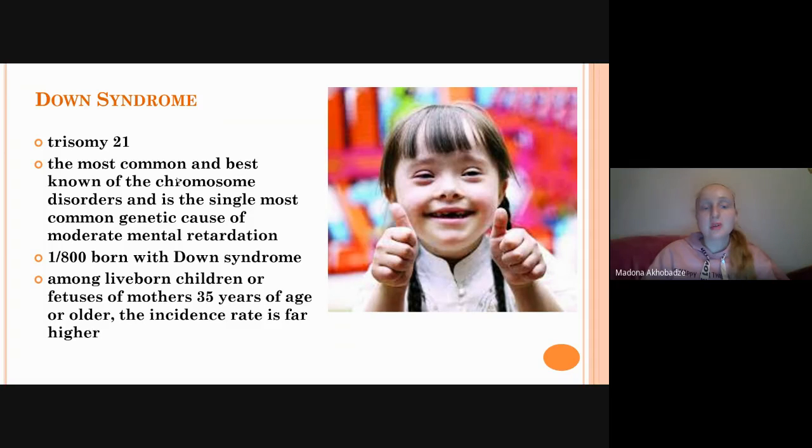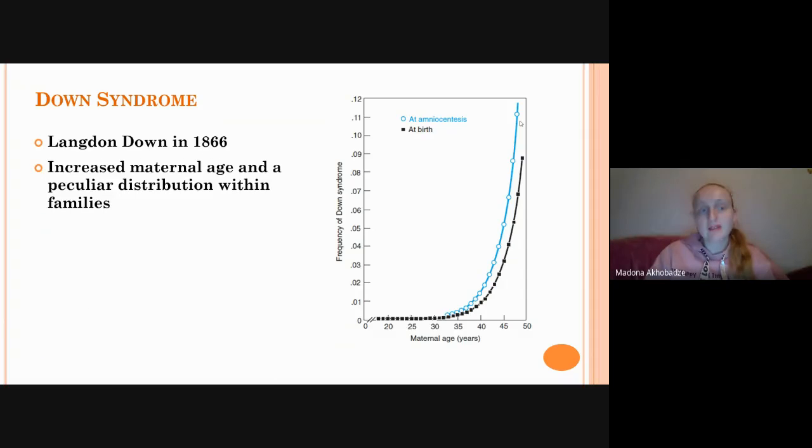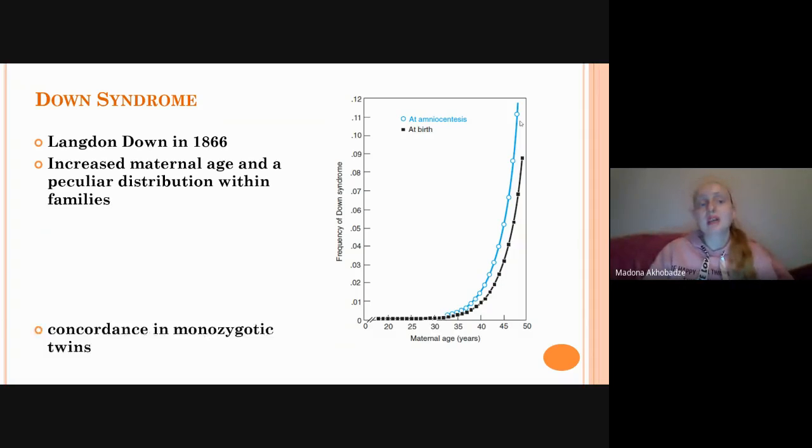Among live-born children or fetuses of mothers 35 years of age or older, the incidence rate is far higher. This diagram shows that as the maternal age increases, the frequency of Down syndrome also increases. It was first described by Langdon Down in the 19th century, and increased maternal age and a peculiar distribution within families were also noted by him.